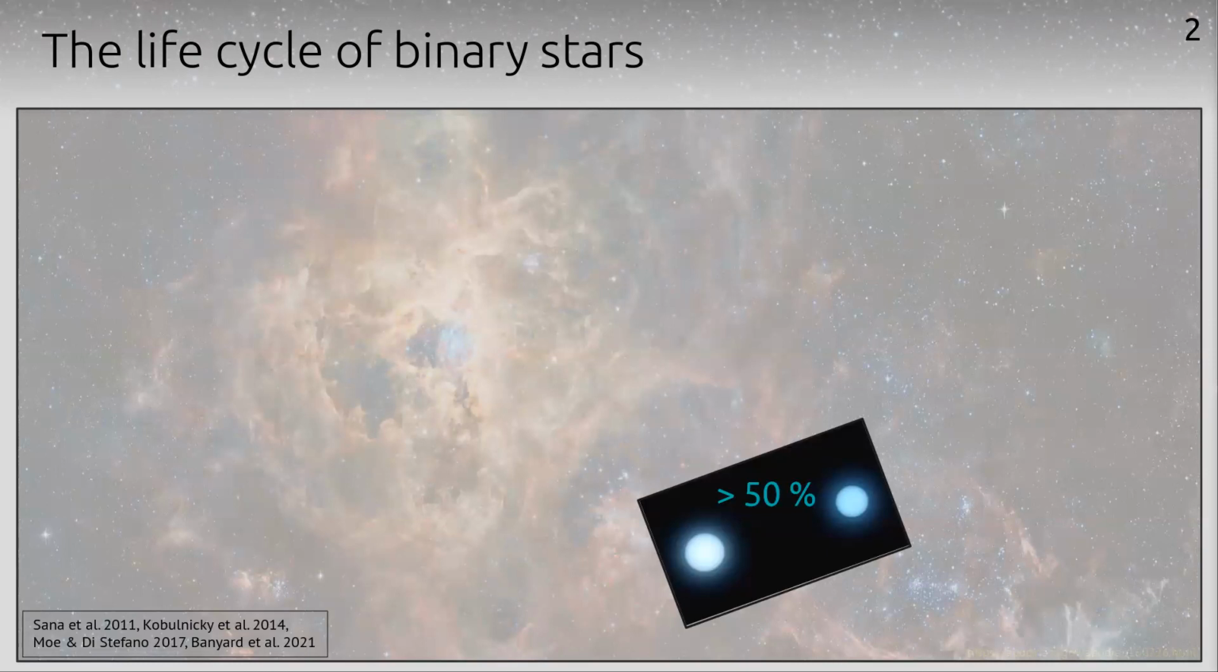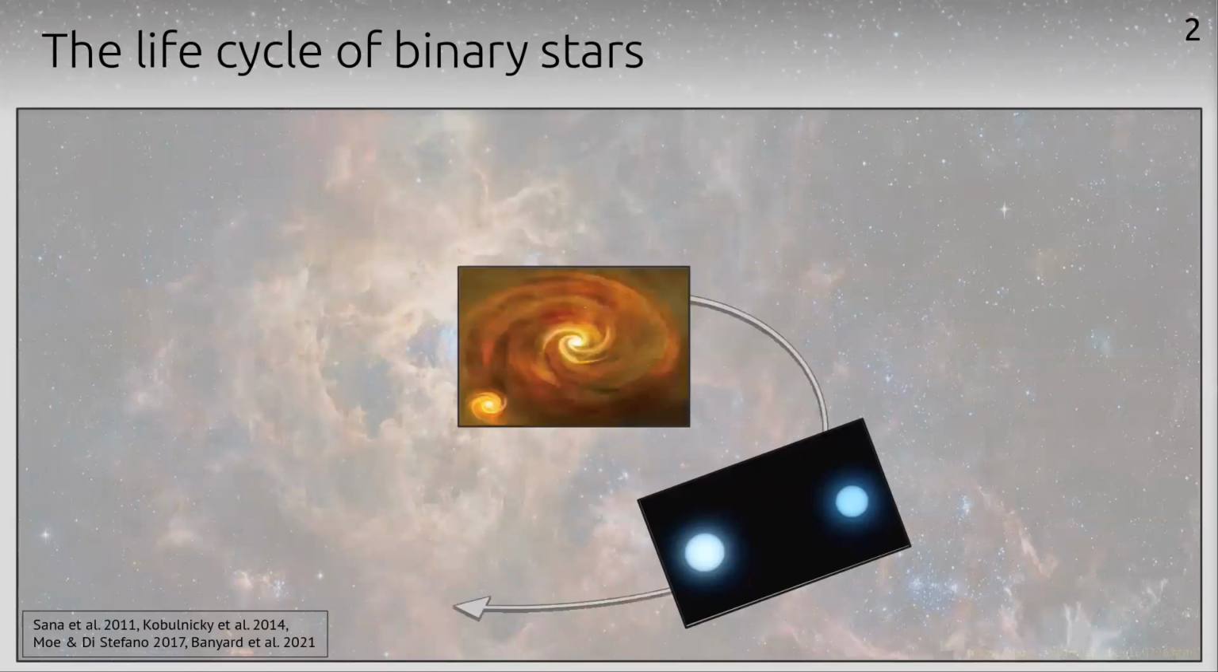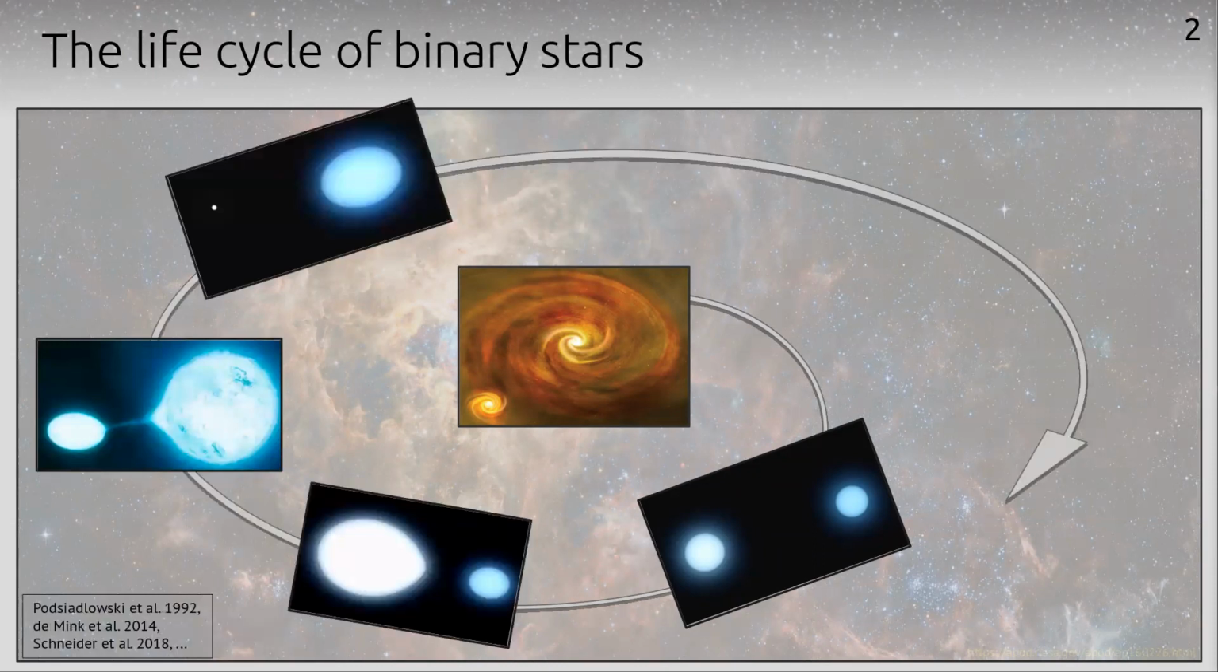For O stars, it's even higher, but it's very clear that this has a very important impact on the life cycle of these kinds of stars. It does not only impact the formation of these stars, where we need to understand how they form in these binary systems or higher order multiple systems, which are actually also quite common, but it will also have an impact on their entire lives.